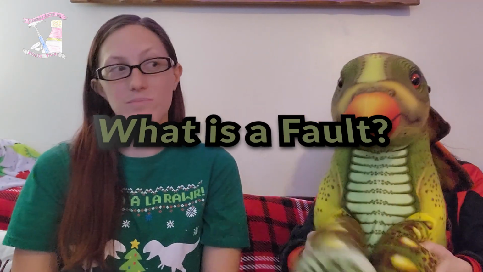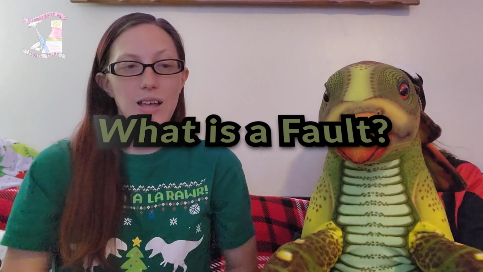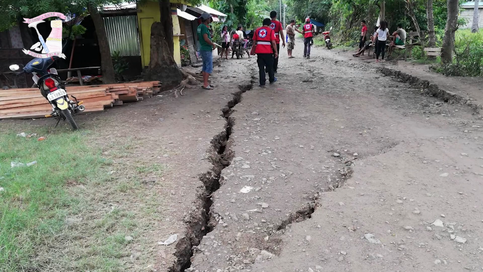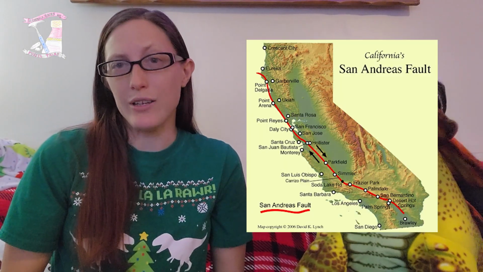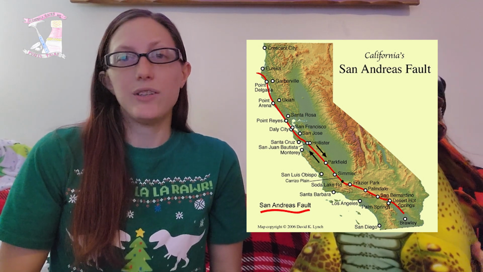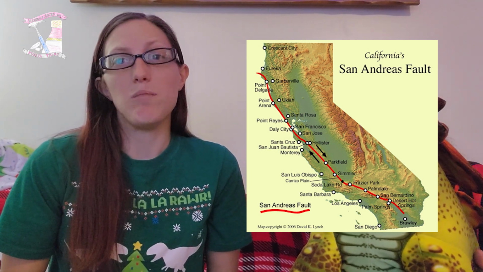Alright, what is a fault? We're not talking about that movie, The Fault in Our Stars. No, faults and stars because they're made of gas. A fault is basically a big crack in the earth. One of the best examples is the San Andreas Fault. The San Andreas Fault also just happens to be a plate boundary, so it's a really big example.